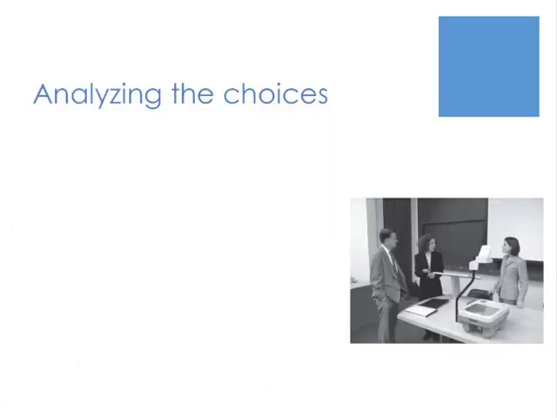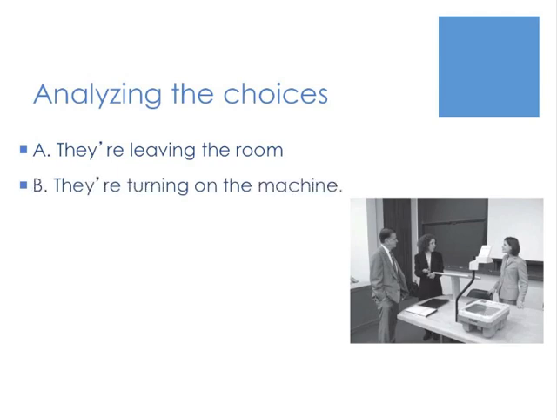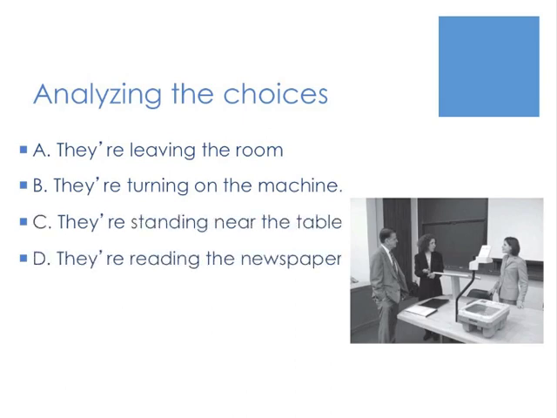Okay, now, of course, this next part is something that you will not see on the TOEIC, but let's take a moment and analyze the choices as they're provided to us in the booklet. A. They're leaving the room. B. They're turning on the machine. C. They're standing near the table. D. They're reading the newspaper.